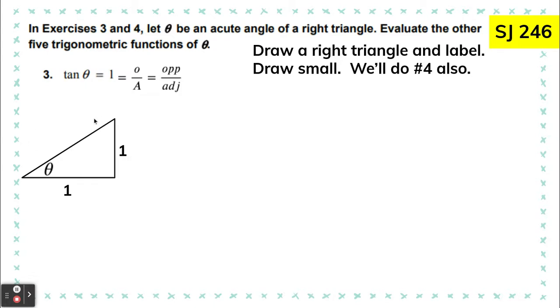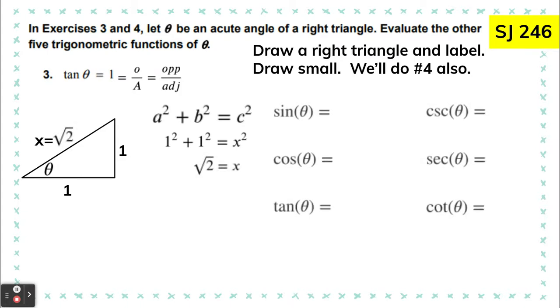And the goal here is to find the other 5 trig functions. So basically those 6 again. So I do need that third side again. So Pythagorean theorem, let's find that third missing side. A squared plus b squared equals c squared.